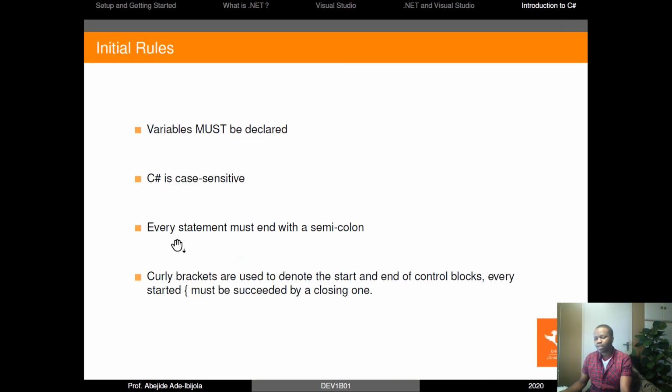All right. So every statement must end in a semicolon. There are exceptions where there are curly brackets. When you have blocks, control blocks like your if statements and your for loops, they must start with a curly bracket and must end with a curly bracket.